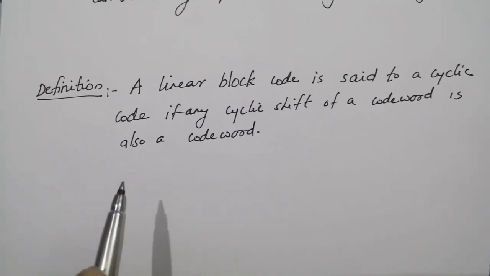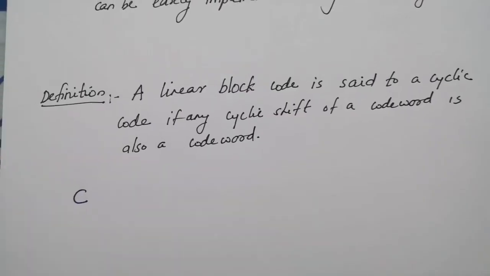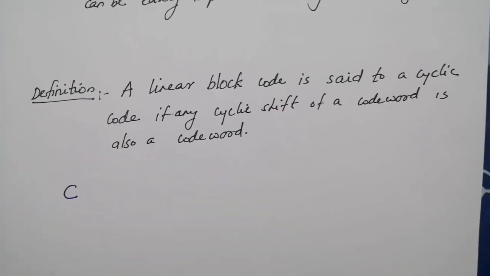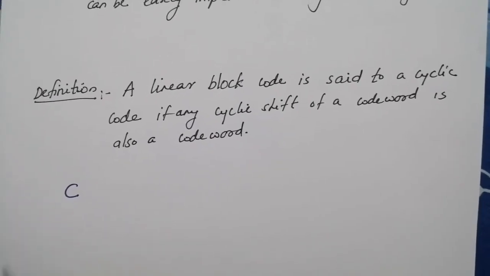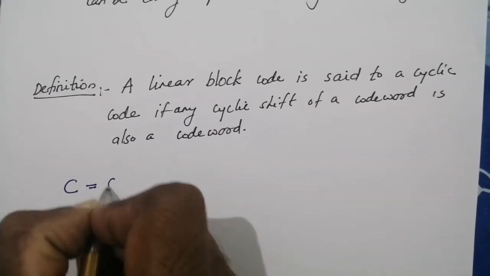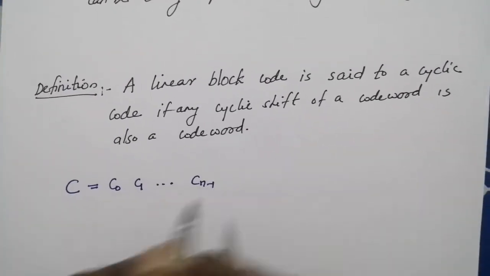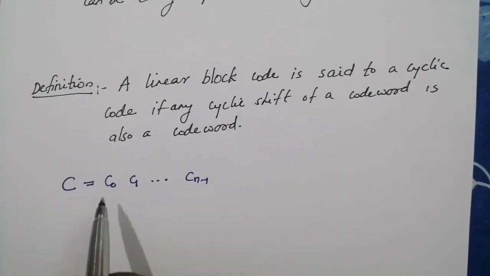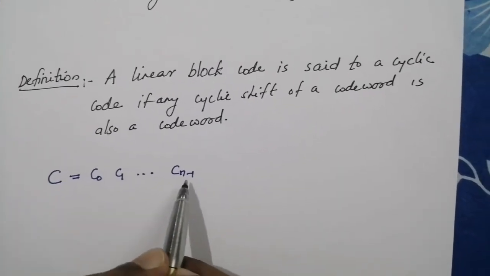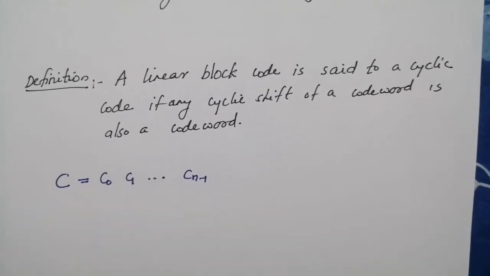Now, what is a cyclic shift? Let C be a cyclic code in an (n, k) coding system, with individual bits represented as C equal to C0, C1, etc., Cn minus 1, where C is one code word and C0, C1, etc., Cn minus 1 are the bits in that particular code word.